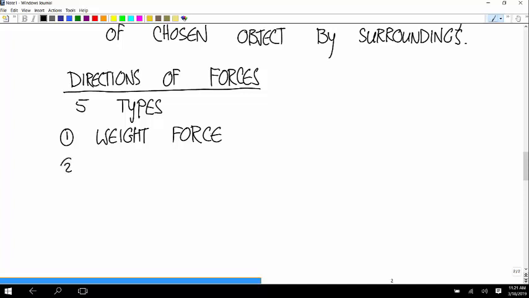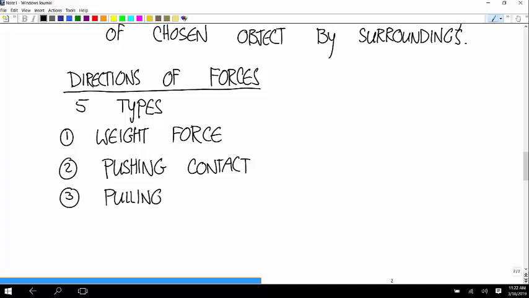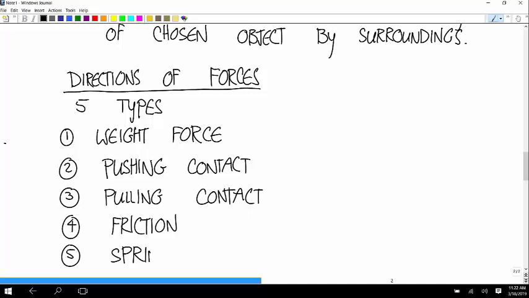But then we also have to think about pushing contact. Pulling contact. Friction. And spring forces. The force applied by springs.